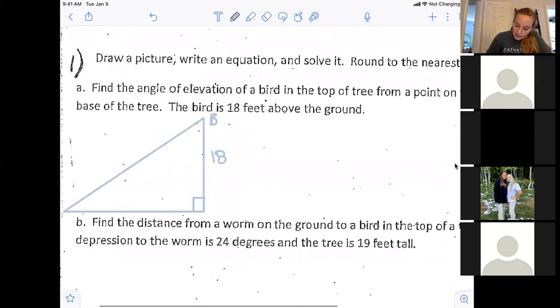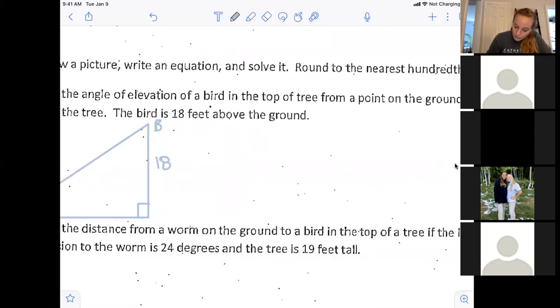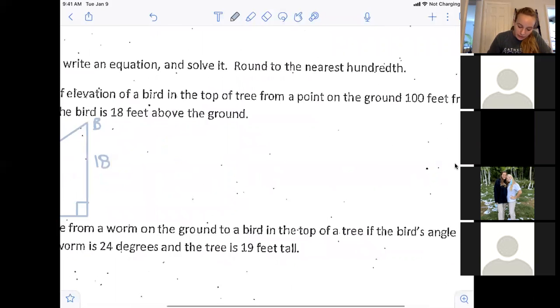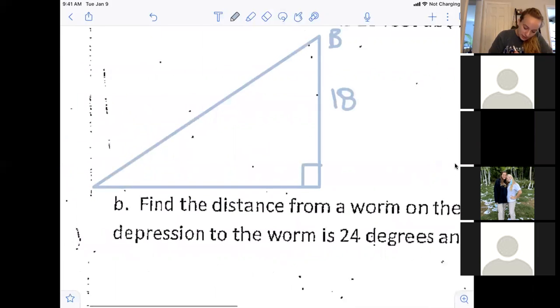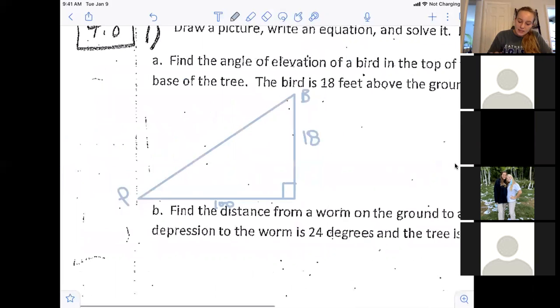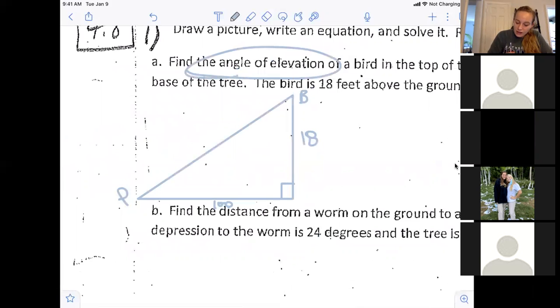It says that from a point on the ground 100 feet from the base of the tree. So there's a point on the ground out here that's 100 feet from the bottom of the tree. And it says that what we're finding is the angle of elevation. Remember, angle of elevation is like looking upwards. So if I'm flat here and looking upwards, that's my angle of elevation. That's my P right here. Angle of depression is looking downwards. That would be up here.